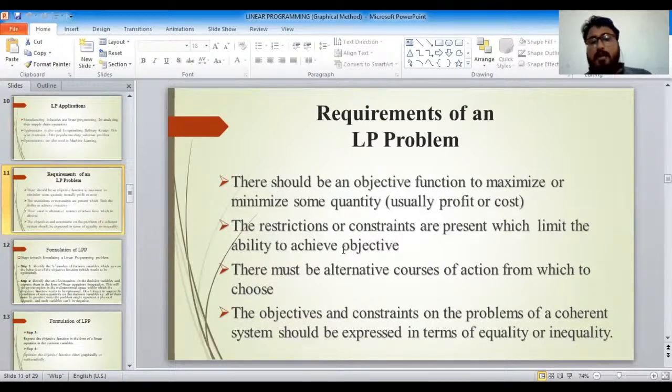Requirements of a linear programming problem. There should be an objective function to maximize or minimize some quantity, usually profit or cost. The restrictions or constraints are present which limit the ability to achieve the objective. There must be alternative courses of action from which to choose. The objective and constraints of the problem should be expressed in terms of equality or inequality.